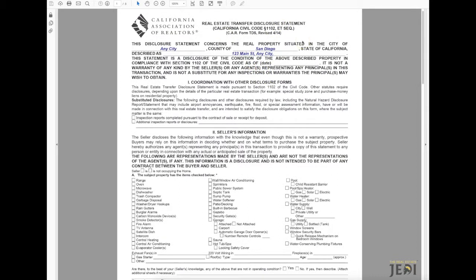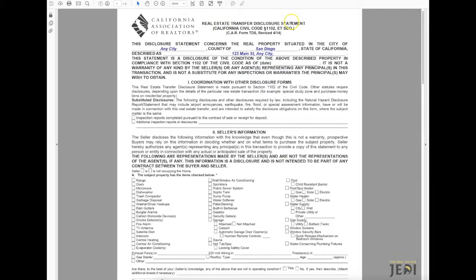Now, this is one of the statutory disclosures, meaning that it is required by law, unless, of course, there are a few exemptions. If you've not lived in the property as your primary residence, or if you've not occupied the property, among other things, or if it's a trust sale, sometimes there are exemptions that will exclude you from this. However, assuming that this is not one of those exemptions, let's go ahead and get started.